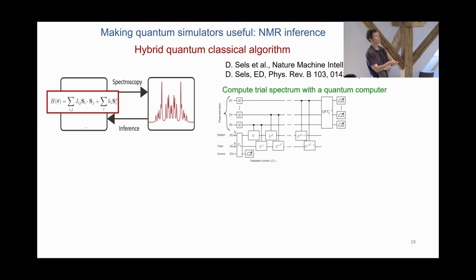Because the way you do it, you make a guess about the Hamiltonian, and then you compute the NMR spectrum, and you compare it to what has been measured. And of course, usually it does not agree, so you have to make some adjustment to the Hamiltonian, compute the spectrum again, and you just keep doing this until it converges.